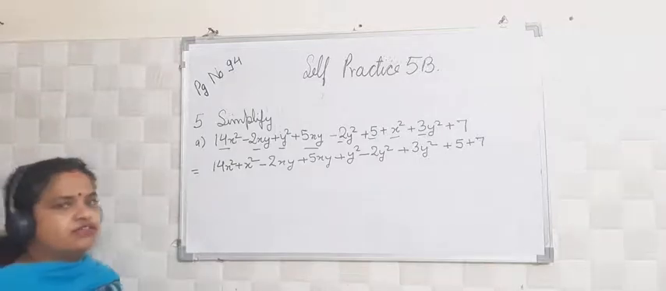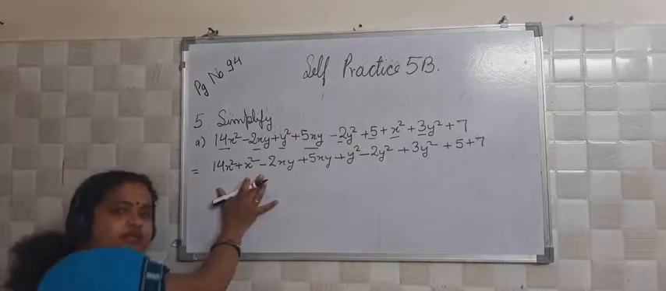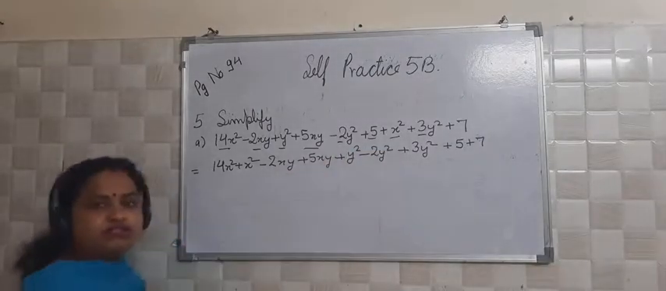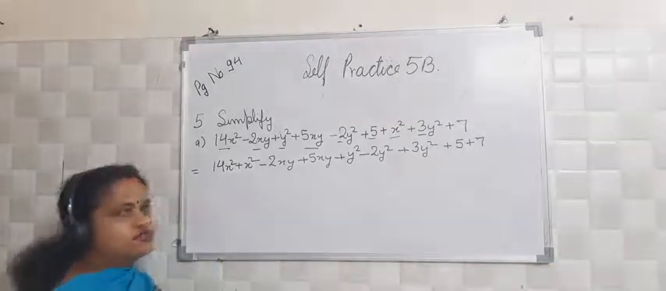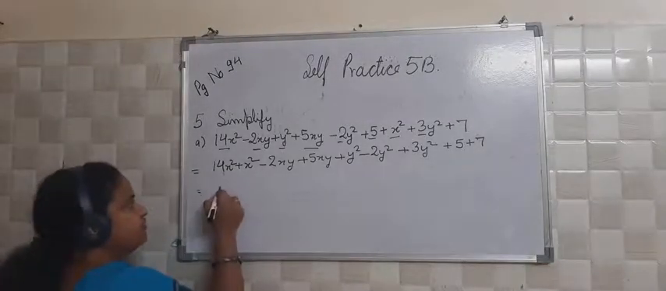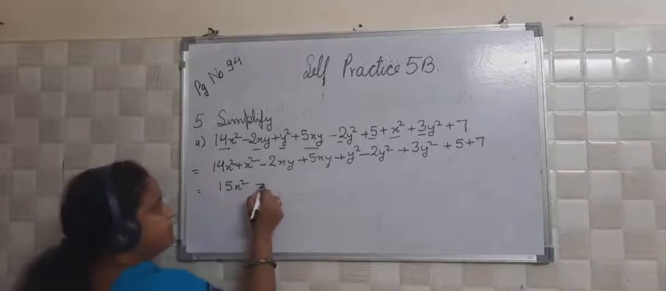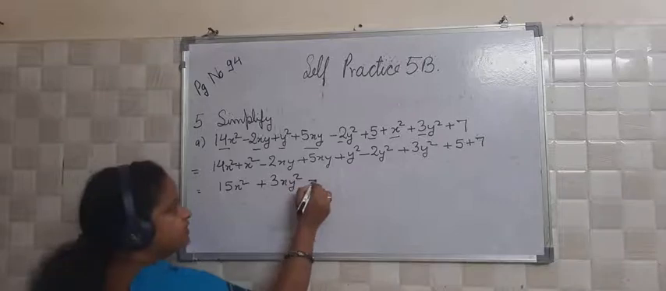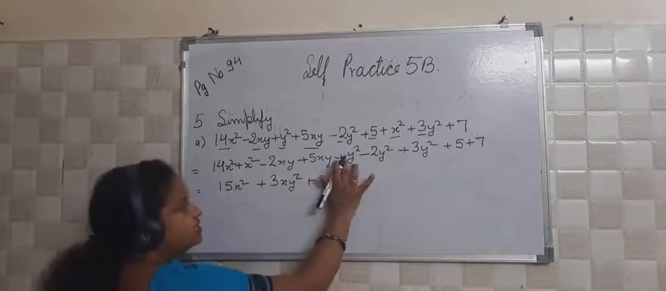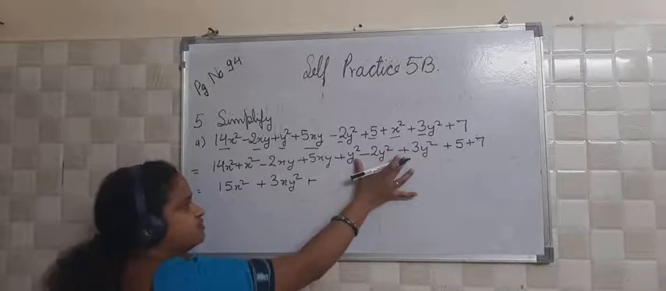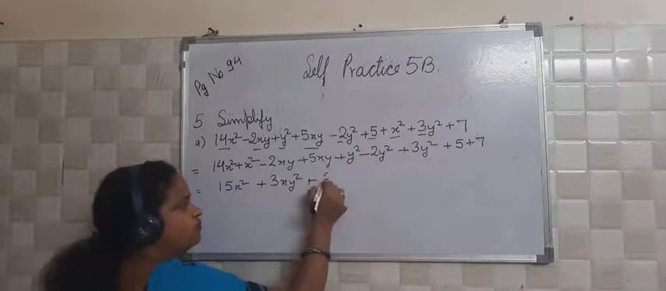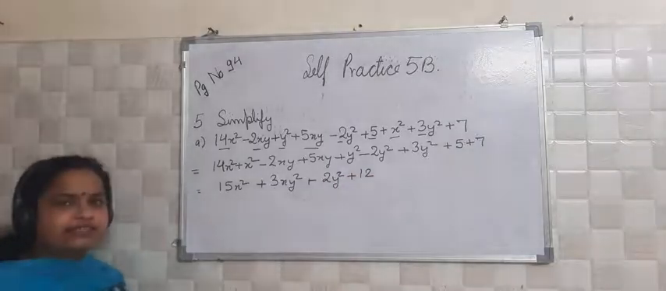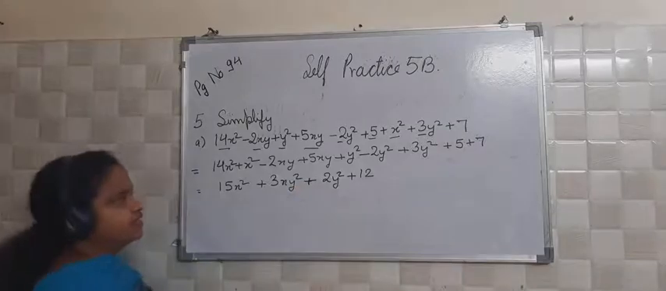Clear, students? What you will do? Firstly you will take all x square together, then xy together, y square together, and then at last the constant term. Afterwards what you will do? 14 plus 1, 15x square, plus minus 2 plus 5, 3xy, plus y square minus 2y square plus 3y square. So this will become 2y square, plus 12. Correct? This will be your answer.